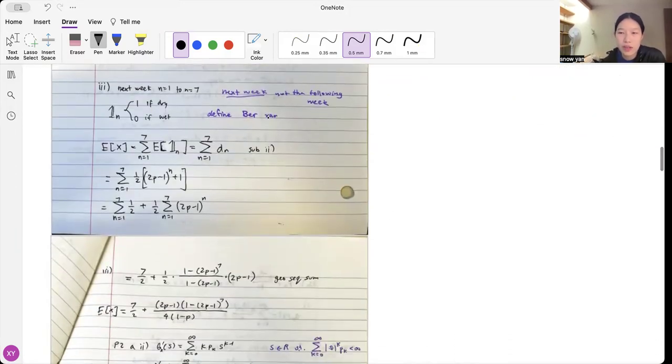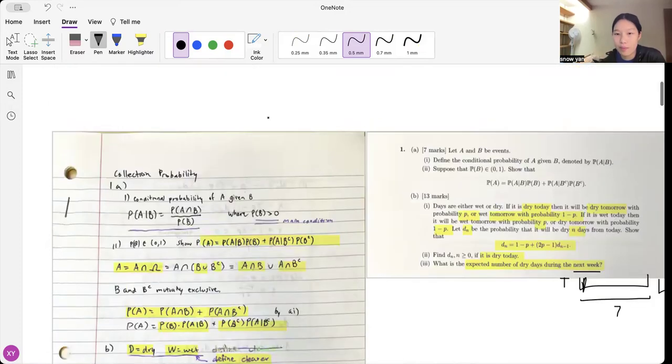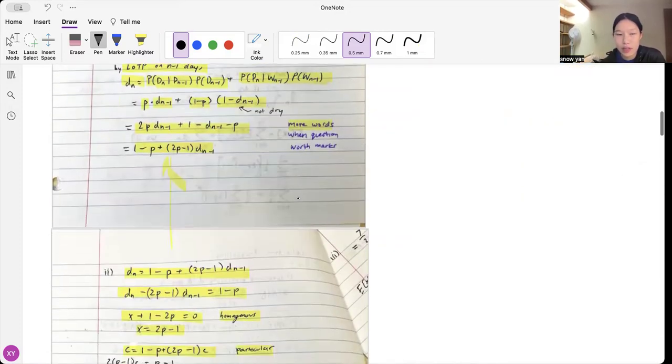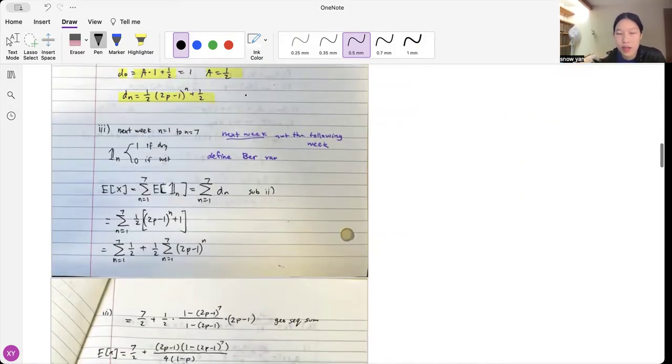This question definitely wants you to use indicators, so that's actually better to solve. What is the expected number of dry days during the next week? We define an indicator function to make it simple: 1 if it is dry, 0 if it is wet. So basically we increase the counter if it's dry, and this is a Bernoulli variable because the indicator function is either true or false.